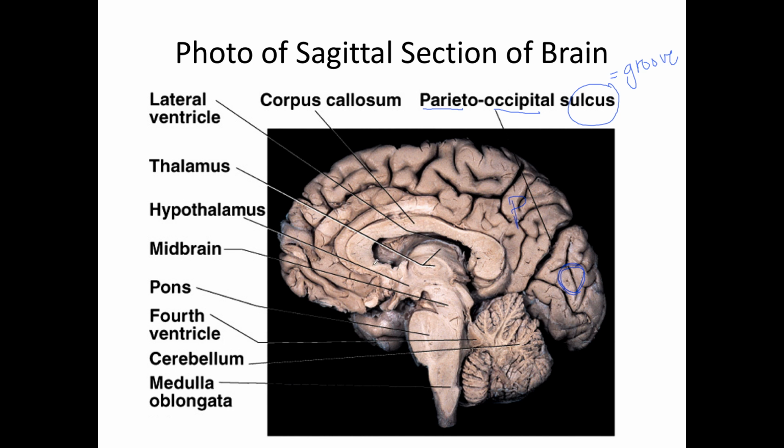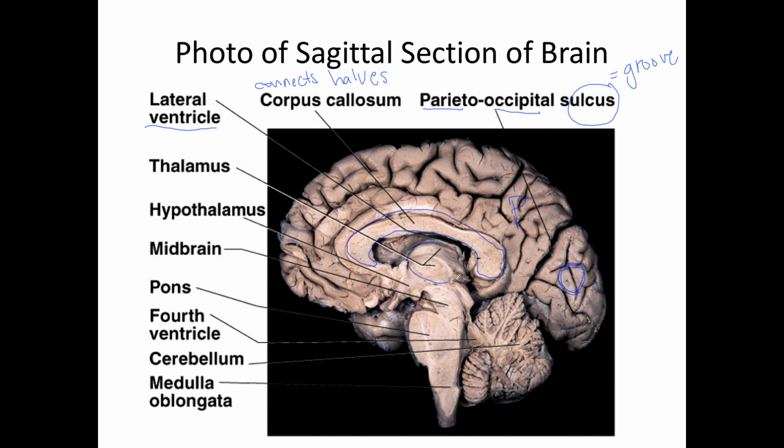The corpus callosum is this structure right here. And this connects the two halves of the cerebrum. So it allows decussation from one side of the brain to the other, and this is part of the reason why your right brain controls your left side and vice versa. Now within the brain, there are fluid-filled spaces called ventricles, and you're getting a window into the lateral one, which if you follow my cursor is right here.